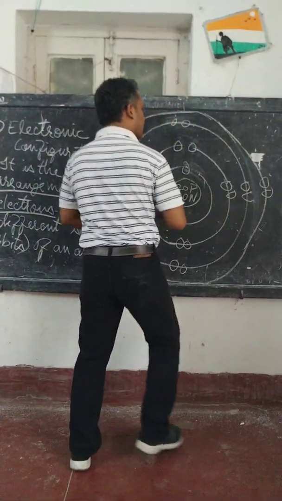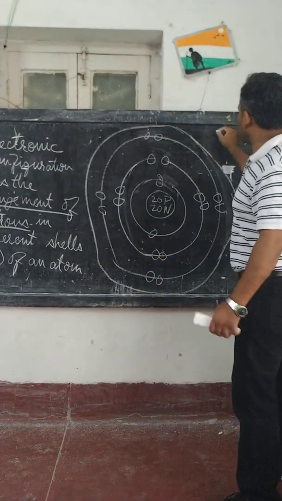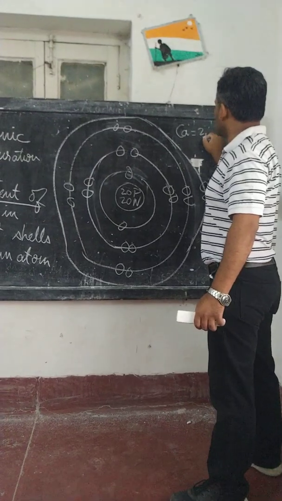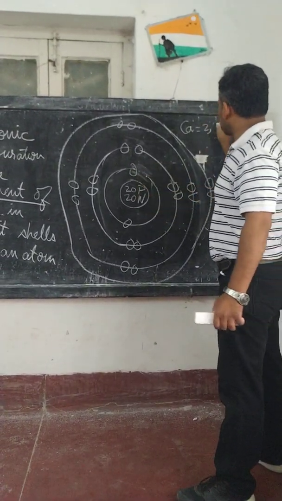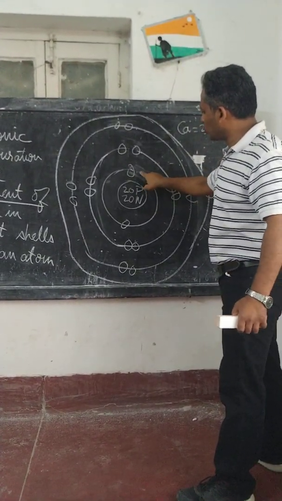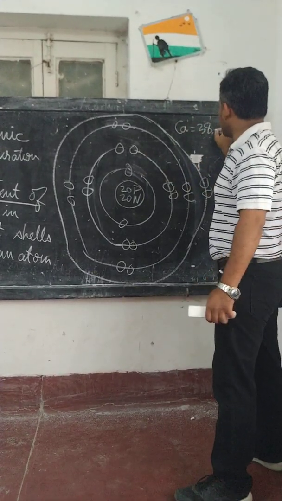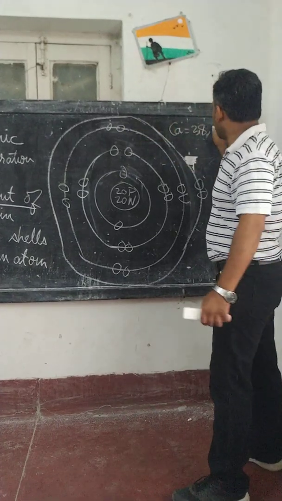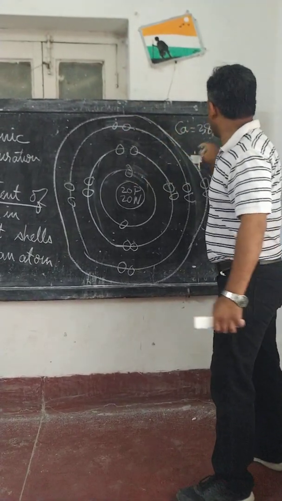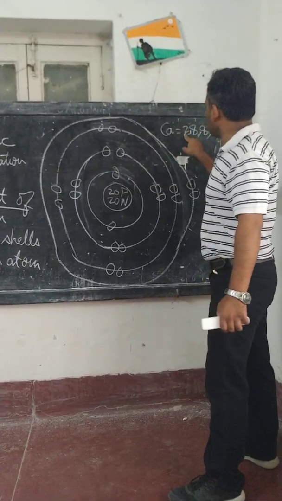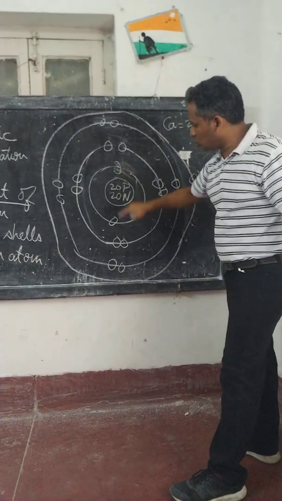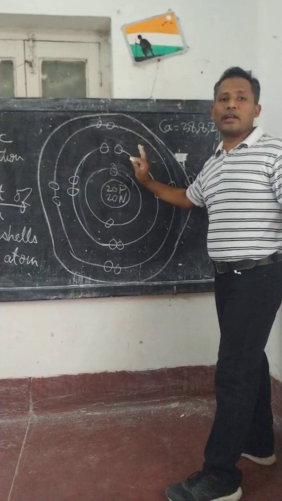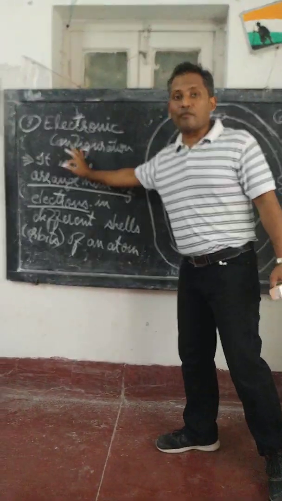So here in calcium, Ca, the electronic configuration will be: first shell, K shell, 2; L shell, 8; third shell, M shell, 8; and last shell, N shell, 2. So 2, 8, 8, 2. This is the arrangement of electrons, so this is called electronic configuration.